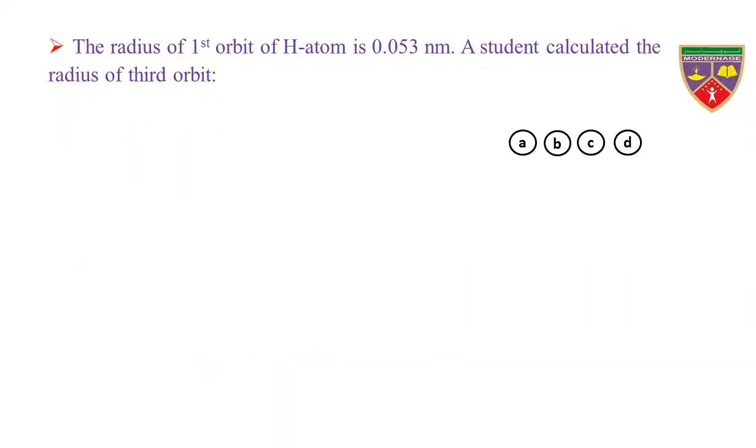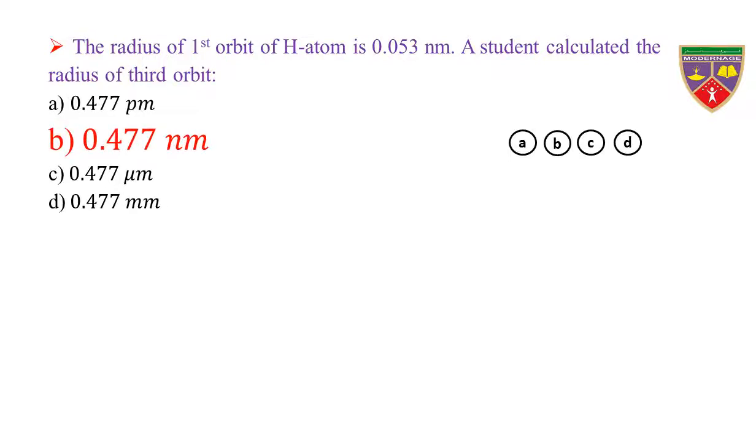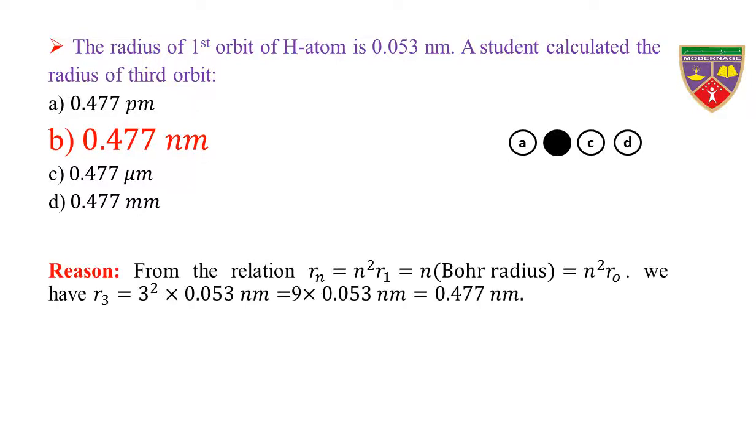The radius of first orbit of hydrogen atom is 0.053 nanometer. A student calculated the radius of third orbit. Option A, 0.477 picometer. Option B, 0.477 nanometers. Option C, 0.477 micrometers. Option D, 0.477 millimeters. The key is 0.477 nanometers. Therefore, the correct option is B.